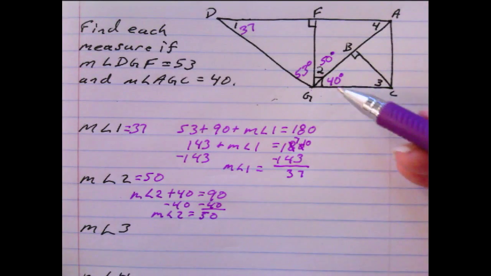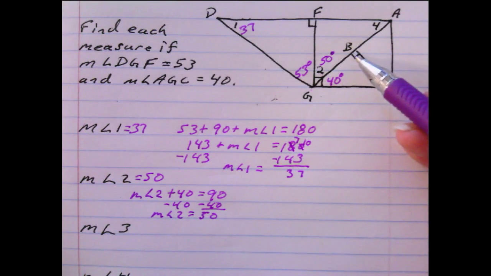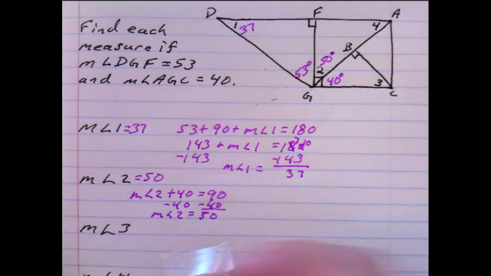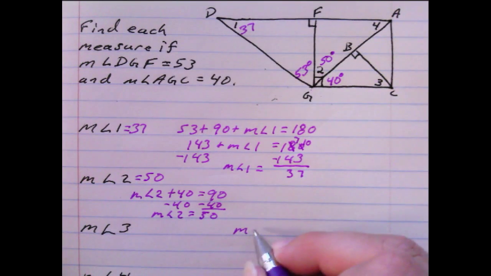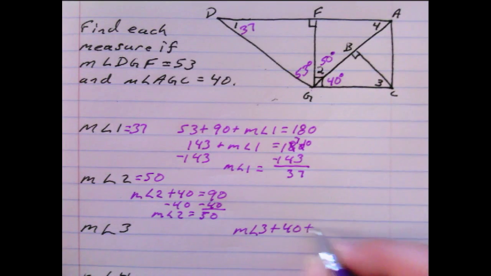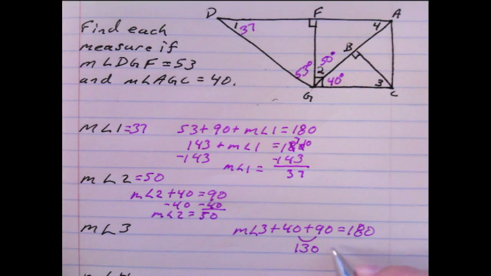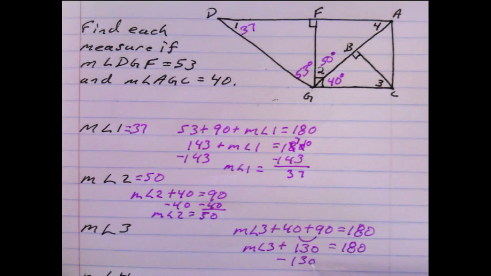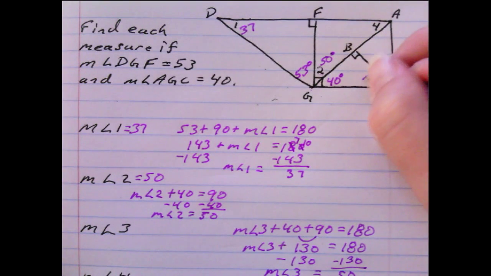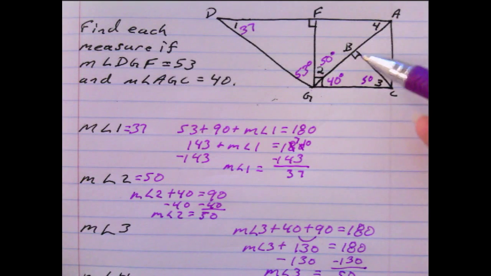Now that I know that, I'm going to come over here to 3. So I have a 40, I have a 90, and a 3. These are all interior angles again. So I'm just going to add those together. So we're going to go the measure of angle 3 plus 40 plus 90 equals 180. So adding these two together, I get 130. And the measure of angle 3 plus that equals 180. So subtracting the 130, I end up with the measure of angle 3 equals 50. 50 degrees there. We could also have used our corollary that says if you have a right triangle, then your other two are going to be complementary, so they're going to equal 90. We could have also used that there as well.